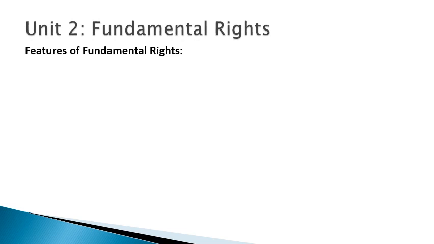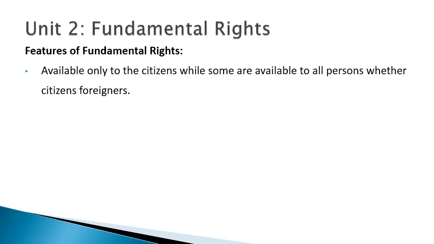Now we will see some features of our fundamental rights. The first one: some of them are available only to the citizens, while others are available to all persons, whether citizens, foreigners, or legal persons like corporations or companies. This is the first feature. The second one: they are not absolute but qualified. The state can impose reasonable restrictions on them. However, whether such restrictions are reasonable or not is to be decided by the courts. Thus, they strike a balance between the rights of the individual and those of the society as a whole, between individual liberty and social control.